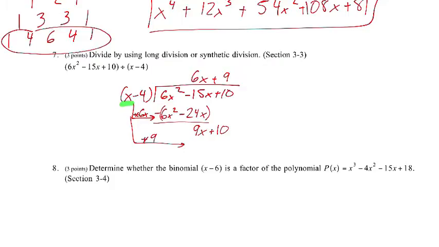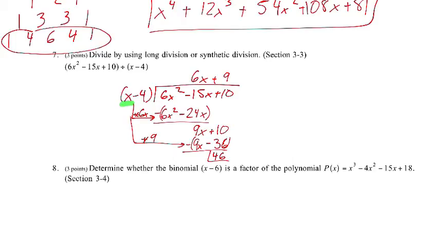by 9, we're going to do 9x, so x times 9 is 9x. And then negative 4 times 9 is negative 36. Again, we subtract one line from the next. So 9x minus 9x is 0. 10 minus negative 36 is 46.